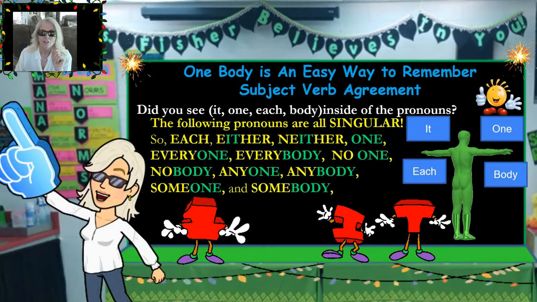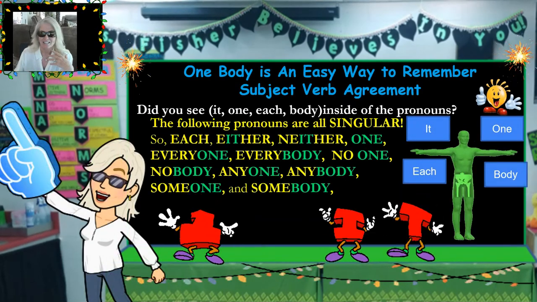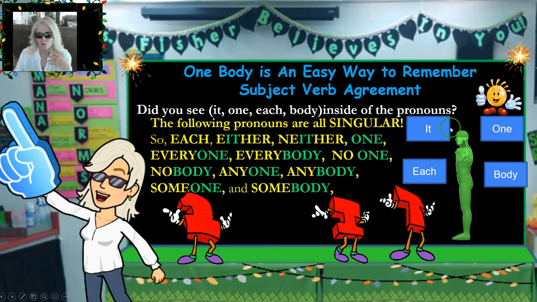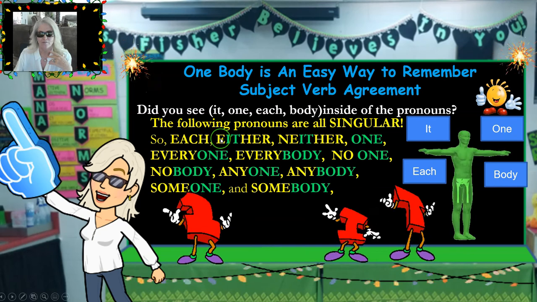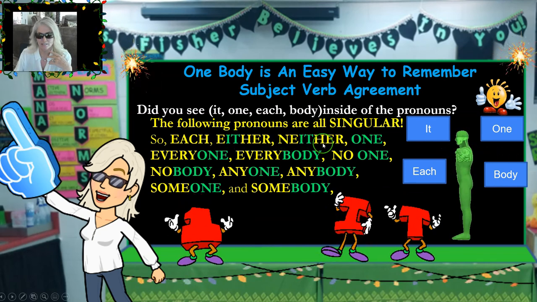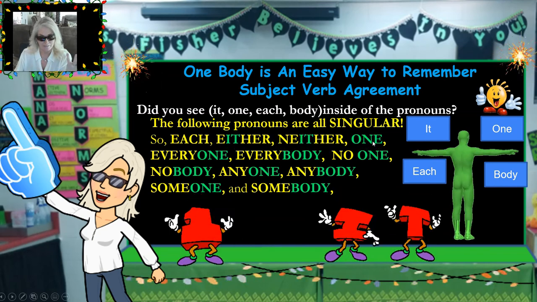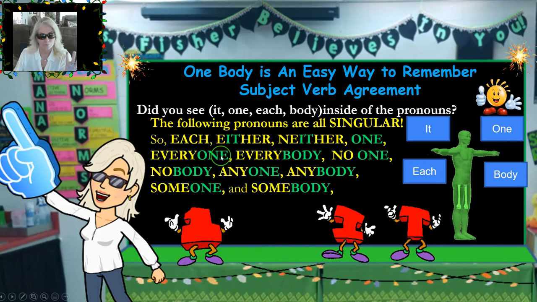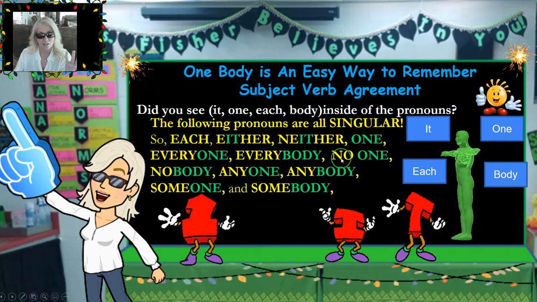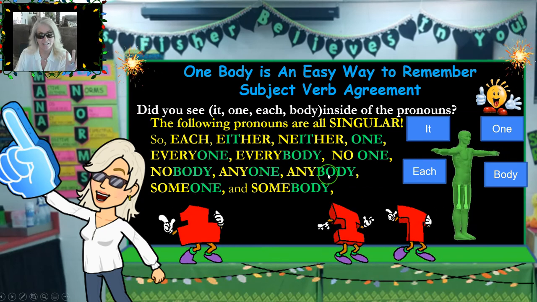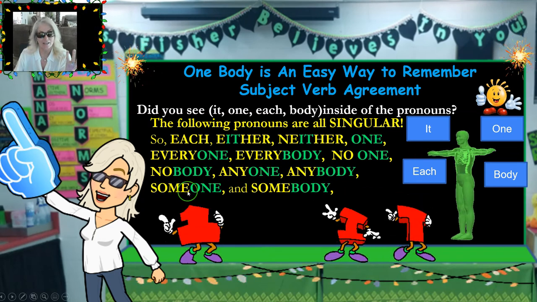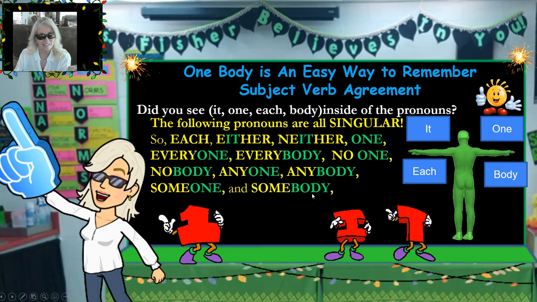So I'm sure you recognize that each one of these contained either it, one, each, or body. So we have either has it, neither has it, one is one, right? Everyone has one in it. Everybody has body in it. No one has one in it. Nobody has body in it. Anyone has one in it. Anybody has body in it. Someone has one in it. And somebody has body in it.